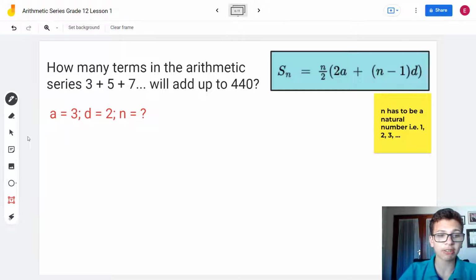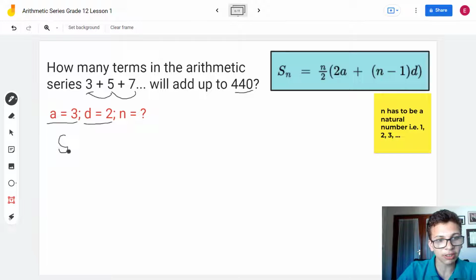So a equals 3, that's the first thing we need to note. Then d equals 2, because we know that for 3 and 5 the difference is 2, and for 5 and 7 the difference is 2. And what do we need to find? Well, we need to find n, how many terms in the arithmetic sequence. We also have that they add up to 440, so Sn is equal to 440.